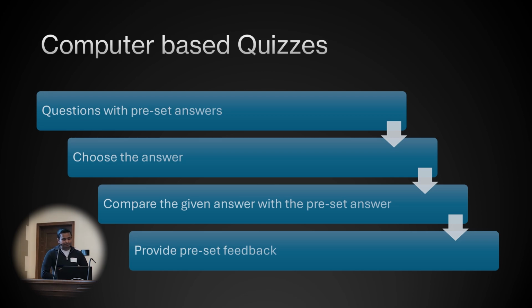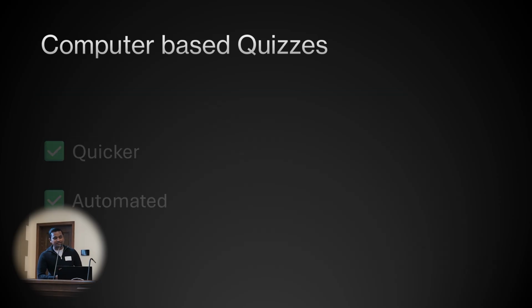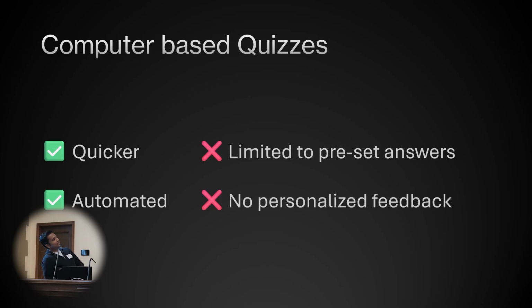All right. So the pros of using computer-based quizzes is that they're quicker and they can be automated, and that's why we've been using quizzes, I don't know, for 20 years now. Right? So the problem with this is that those are limited to preset answers, and there is no personal feedback.